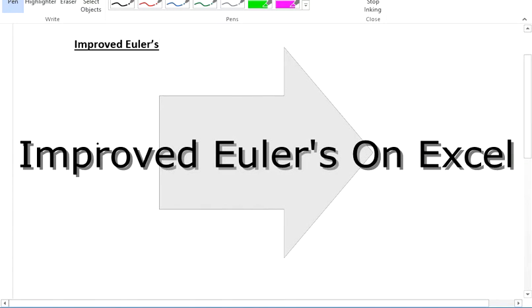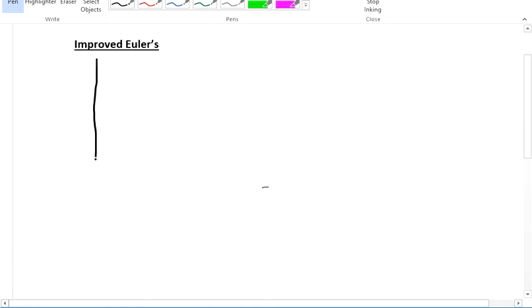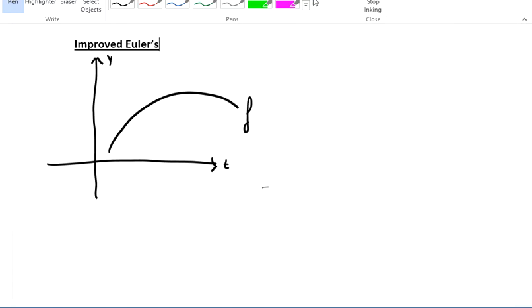Okay, last time we looked at Euler's method to solve a differential equation. Today we're going to look at solving a differential equation in a more efficient manner using a method called improved Euler's method. So let's say we have a curve here, and this is my curve f, and I'm starting here at the initial value t naught, y naught. I want to figure out some other value y sub n of this.